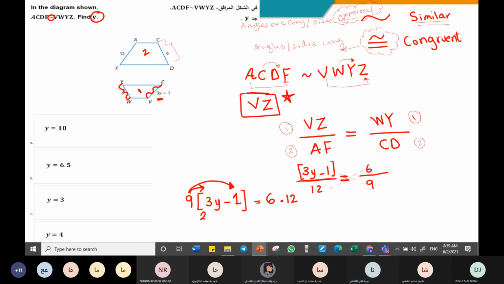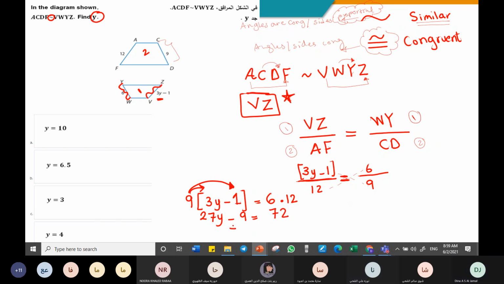27y minus 9 equal to 72. Excellent. Now what shall I do?